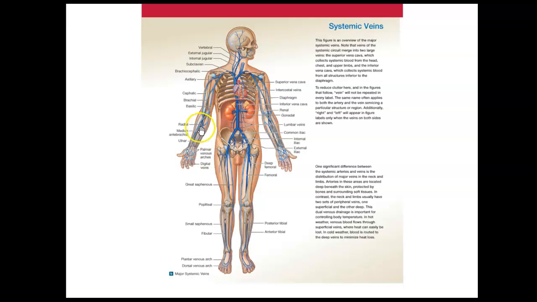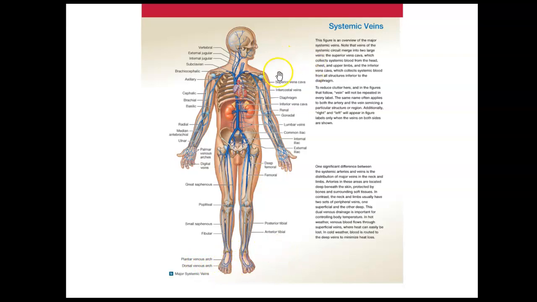You have the radial vein, the ulnar vein, and then we have one called the median antebrachial vein. Now, what I want to find is the median cubital vein. That's probably in a different diagram, but it's going to be in this area here. Okay, then we have the palmar venous arches, the digital veins. We have the great saphenous vein. We have the popliteal, small saphenous, and fibular, plantar venous arches, dorsal venous arch.